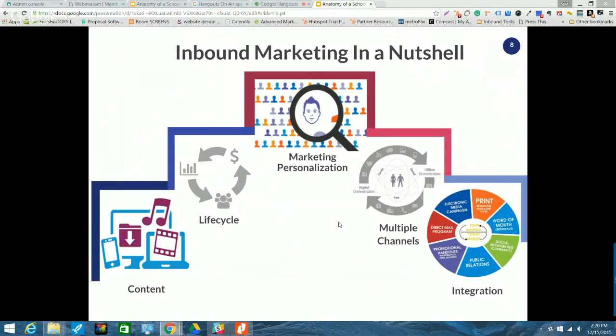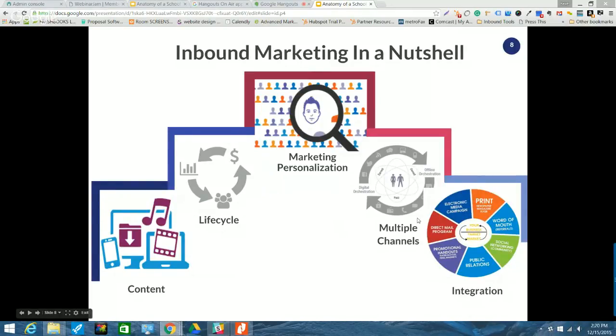So overall, the idea is personalizing your marketing to tailor your content to the needs and wants of the people you're reaching. As you learn more about leads over time, better personalize your message to their specific needs. So ultimately, this is going to build lots of trust.